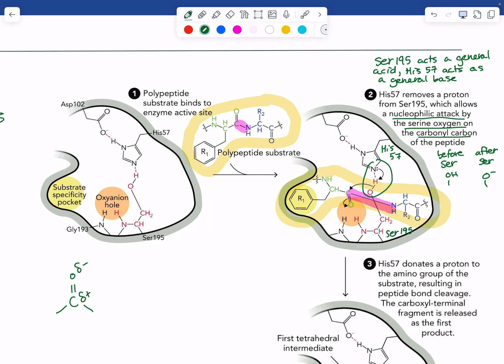All right, so that's the step where the covalent intermediate, where your enzyme is connected to part of your substrate, is formed, okay? So this right here, covalent intermediate between enzyme and substrate.